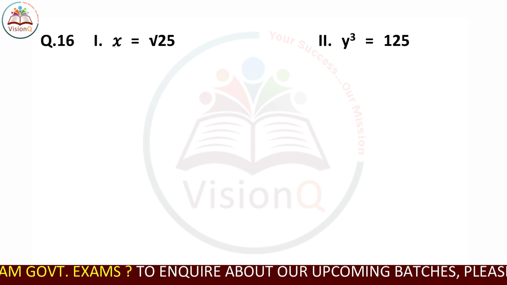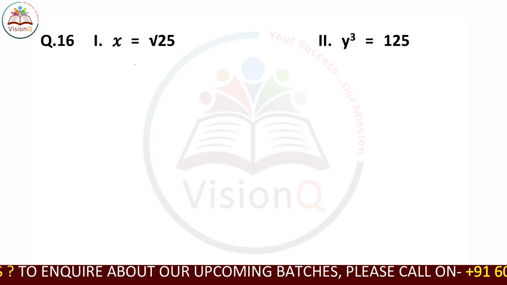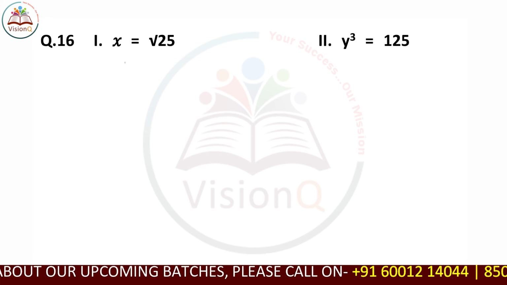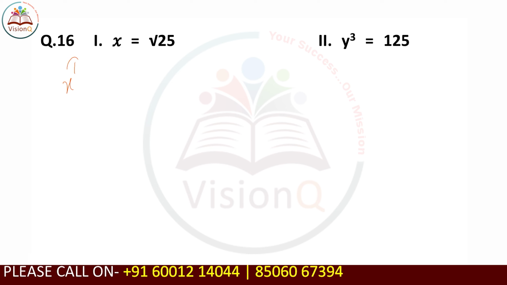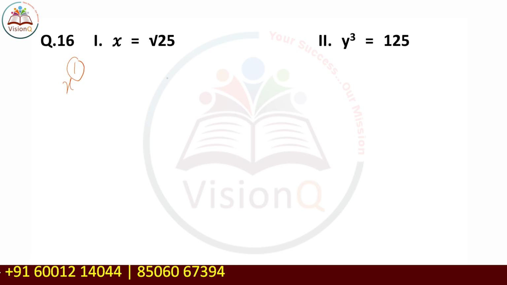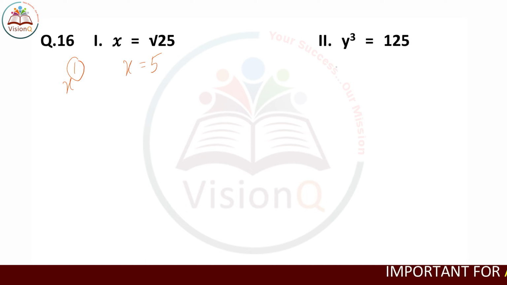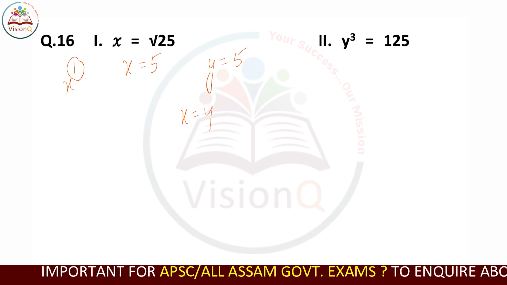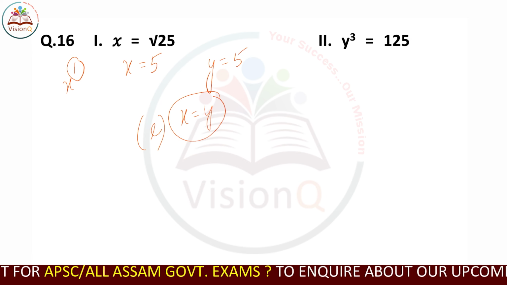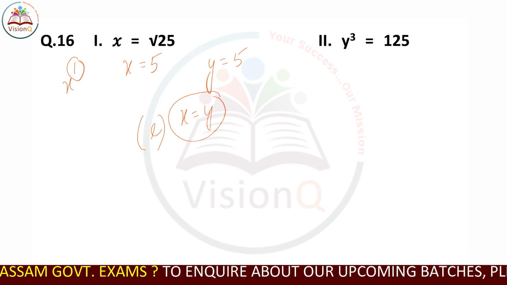So x is root over 25. Now root over 25 is 5. So x will only have one value, because the degree of x is 1. So x will be equal to 5. And y cube is 125. We know 5 cube is 125, so y will be equal to 5. So the answer will be x is equal to y. That is option number E.